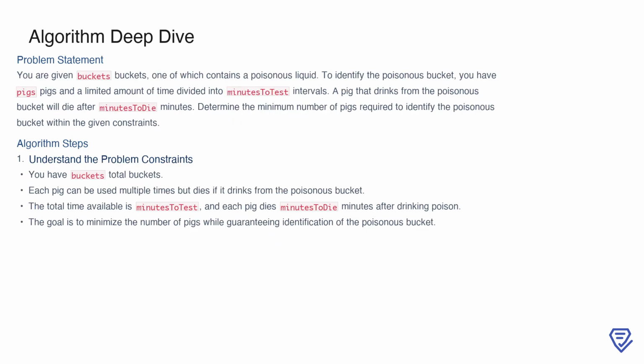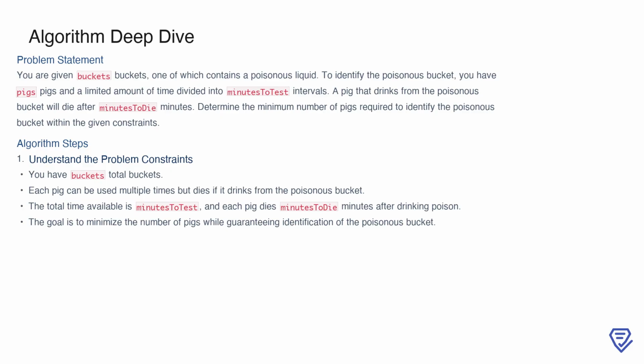In this problem, we need to figure out the minimum number of pigs required to identify a single poisonous bucket among multiple buckets, given some constraints. Specifically, we know that if a pig drinks from the poisonous bucket, it will die after a set number of minutes, called minutes_to_die.